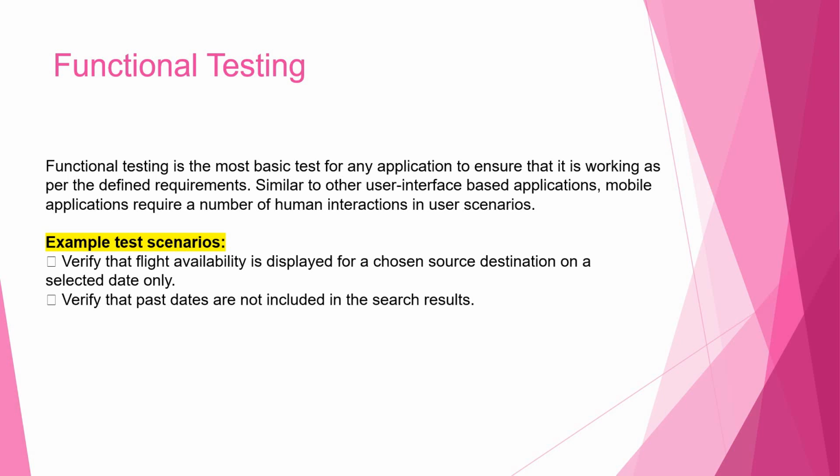Similar to that, user interface based applications and mobile applications require a number of human interactions in user scenarios. An example of that scenario is: verify that flight availability is displayed for the chosen source and destination on the selected date only. Verify that the past dates are not included in the search results.